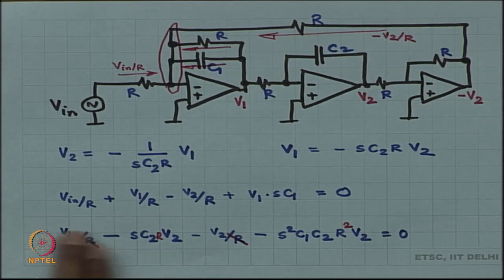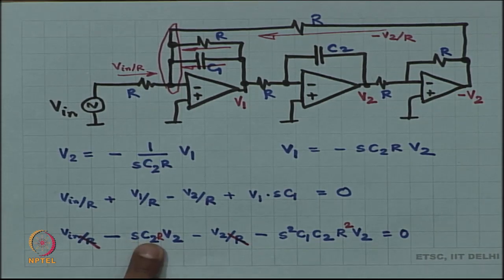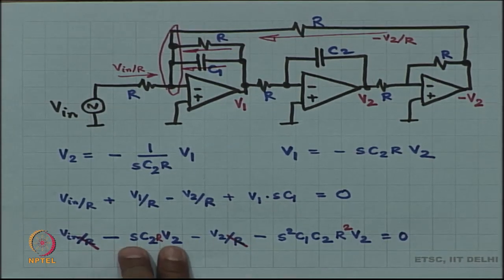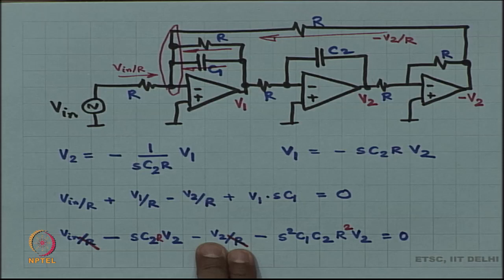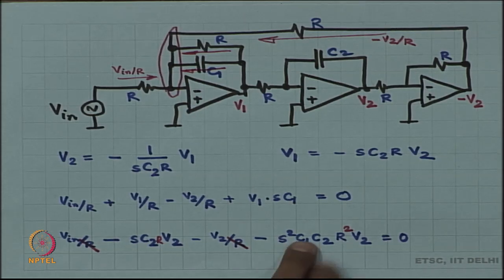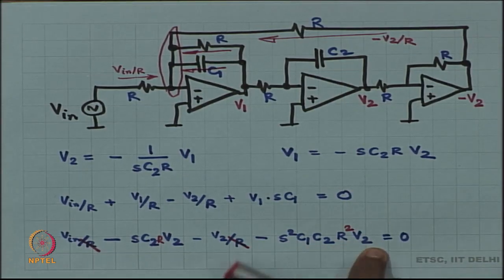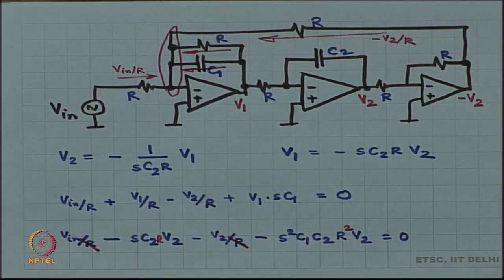So, the first term is voltage, the second term is S, which is 1 by time, times C 2 R, which is time. So, 1 by time times time is nothing, times V 2. So, the second term is voltage, third term is V 2, so it is voltage, fourth term is S squared, which is 1 by time squared, times C 1 R, which is time, C 2 R, which is time. Okay. So, the fourth term is also just voltage. So, all the terms are now in terms of voltages.